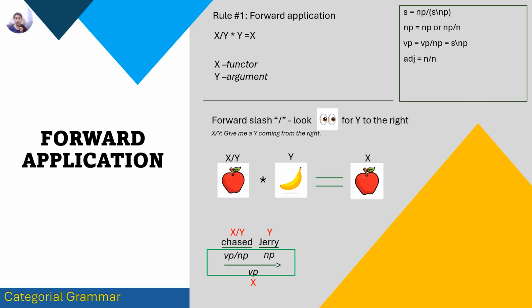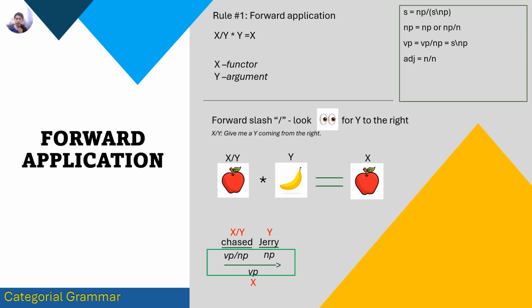Consider this illustration: an apple, our x forward slash y, and a banana, our y. The apple states, I promise you an apple if you can give me a banana from the right. If this condition is fulfilled, you'd obtain the promise of an apple, that is an apple. So x equals an apple.